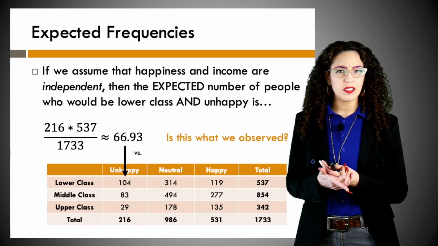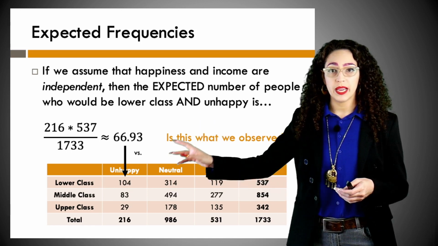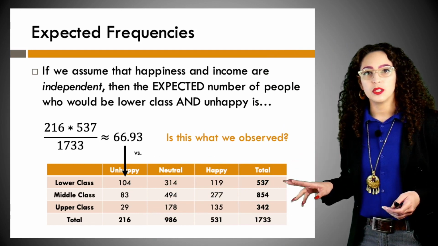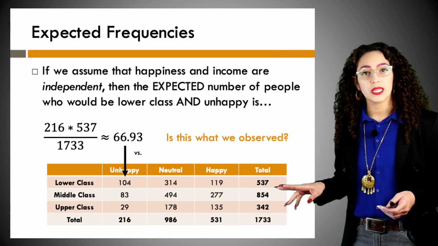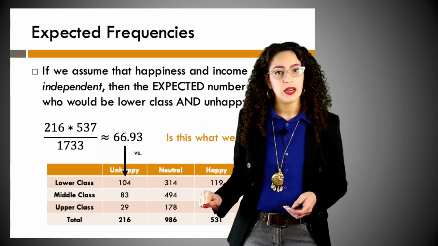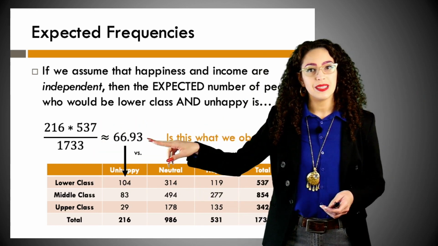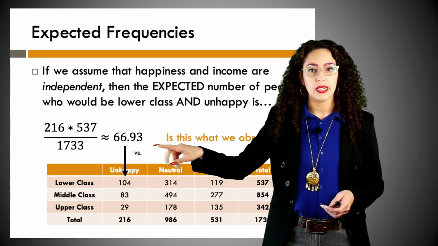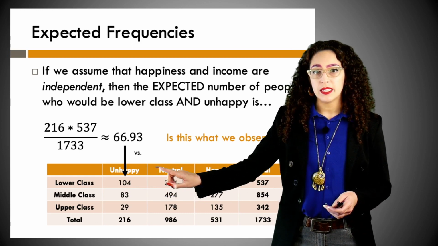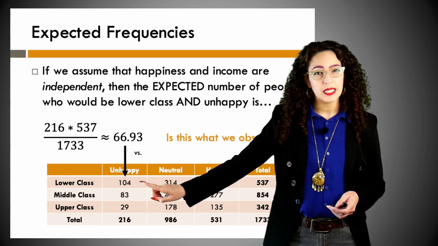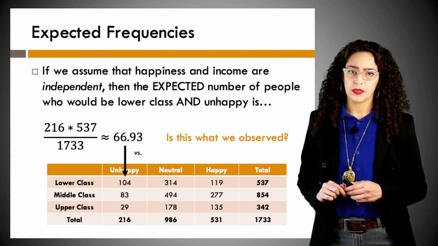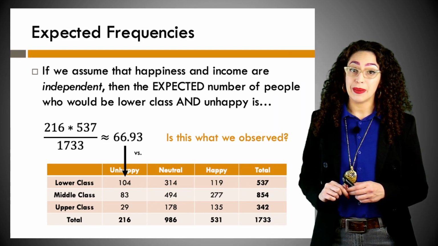How do we go and get those expected frequencies? Well, we're going to take the raw tally of those that are unhappy, 216, and we are going to take the raw tally of those that are lower class, 537. We are going to multiply those two and divide by the overall total, and we end up with 66.93. That is what we would expect. If happiness and income were independent, we would expect to see 66, 67 right here. We see 104. So do you think these things are going to be independent?